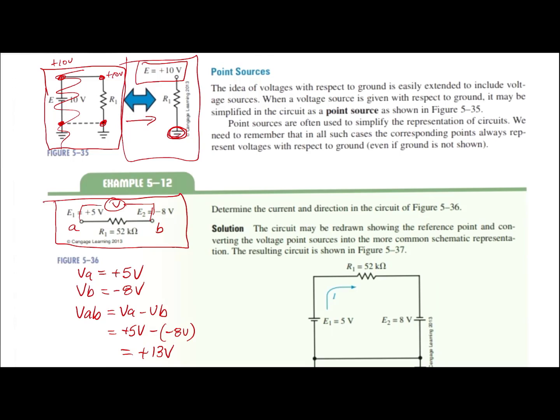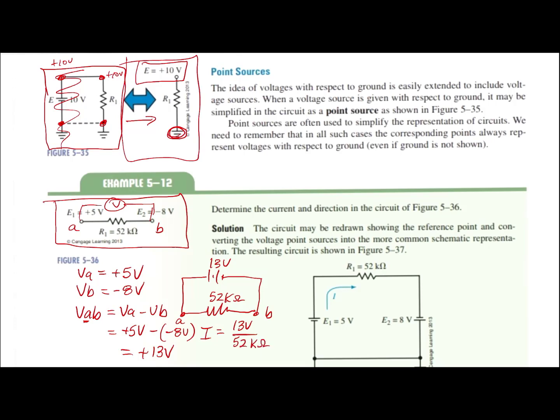If we wanted to draw that circuit, remember this is indicating that the voltage at A is 13 volts positive of B. If we redraw that circuit, it could be redrawn as a 13 volt source with point A, point B, and between that a 52 k ohm resistor, and now your current I simply becomes 13 volts divided by 52 kilo ohms.